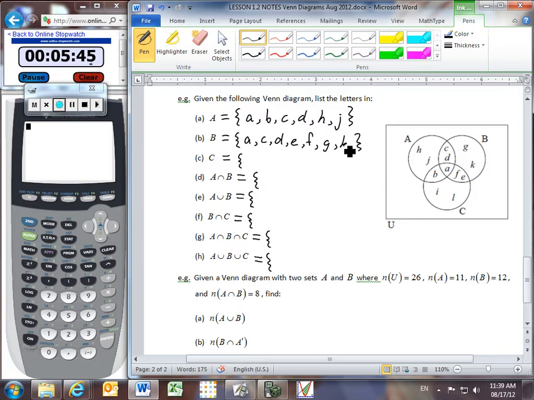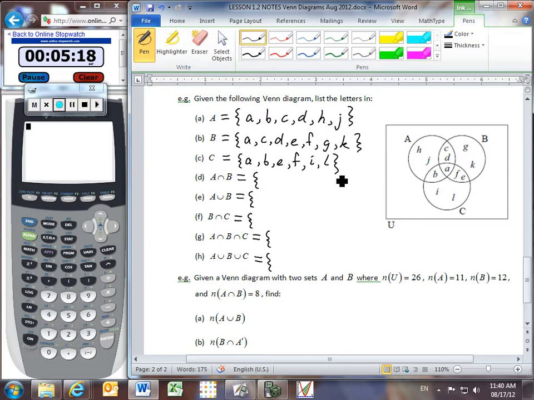Okay, looks good. Set C, we've got A, B, E, F, I, and L inside set C. Oops, that's the wrong parentheses at the end. Let's make sure it's one of those curly braces.